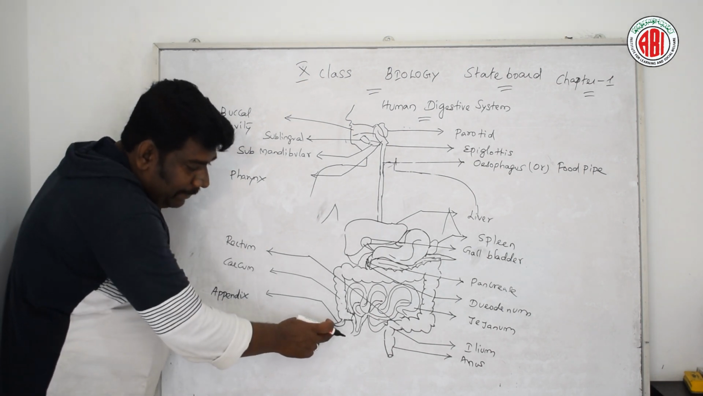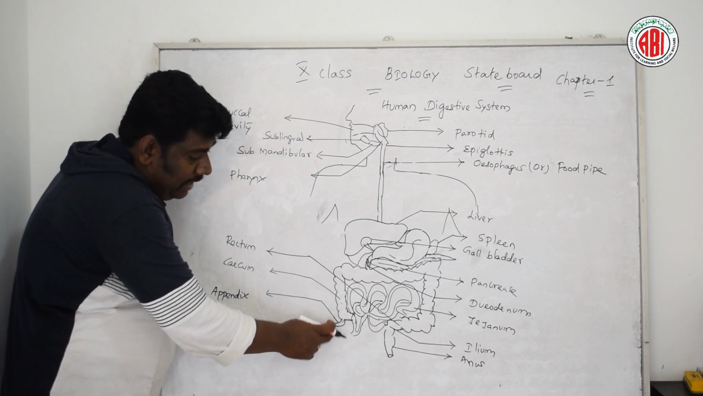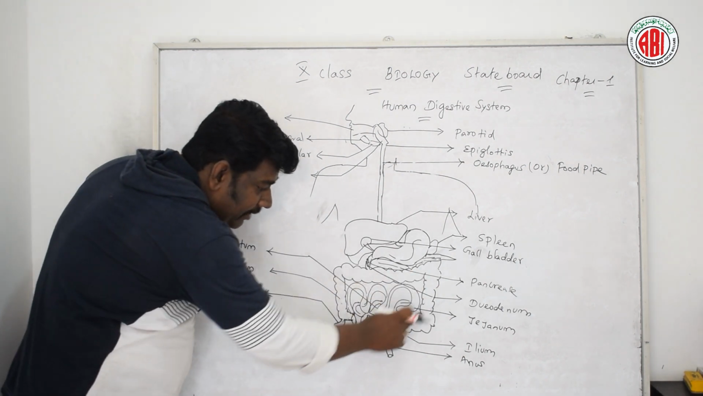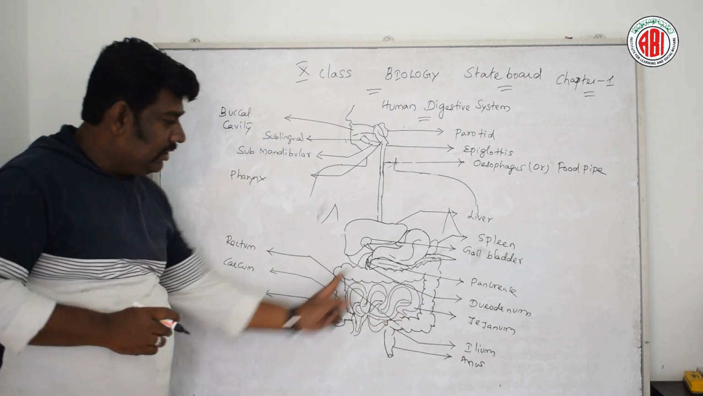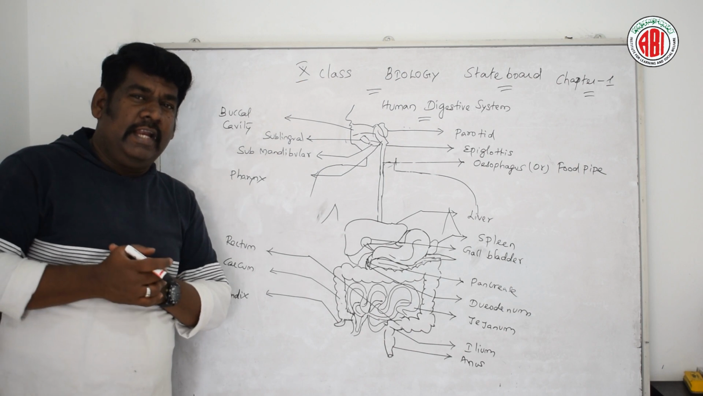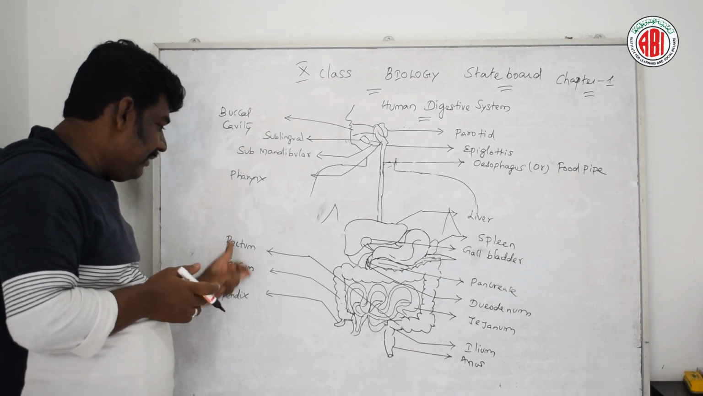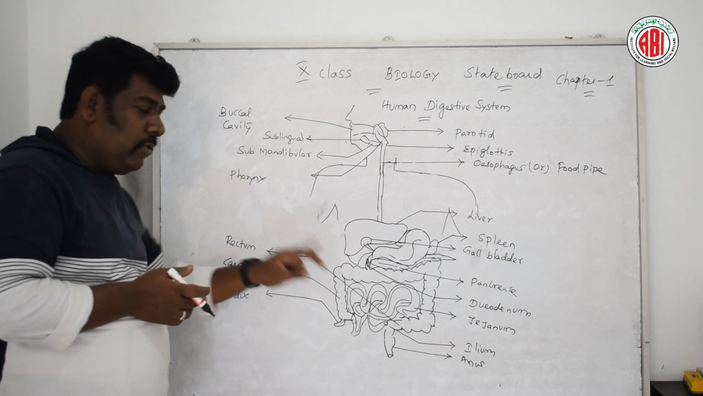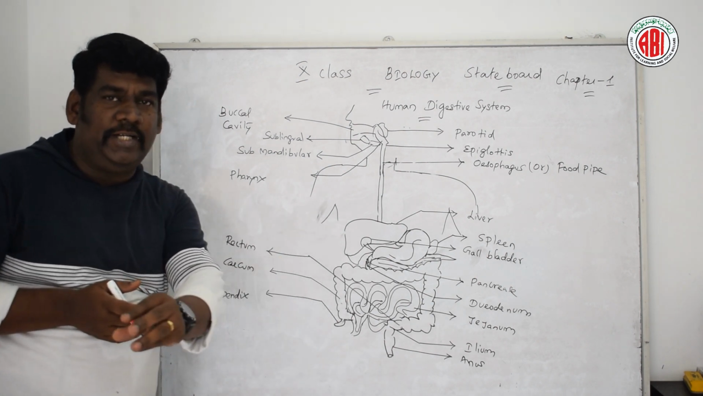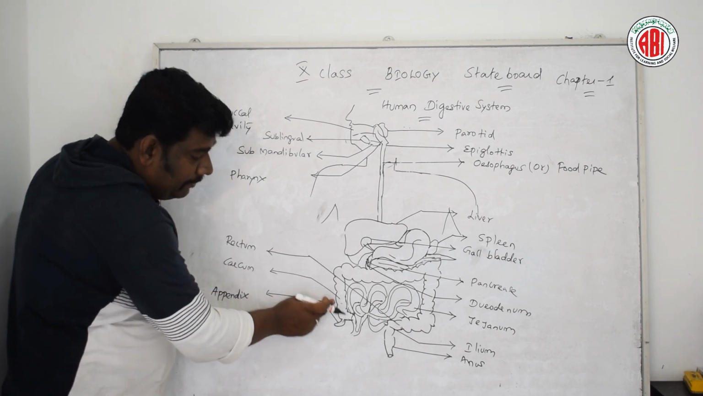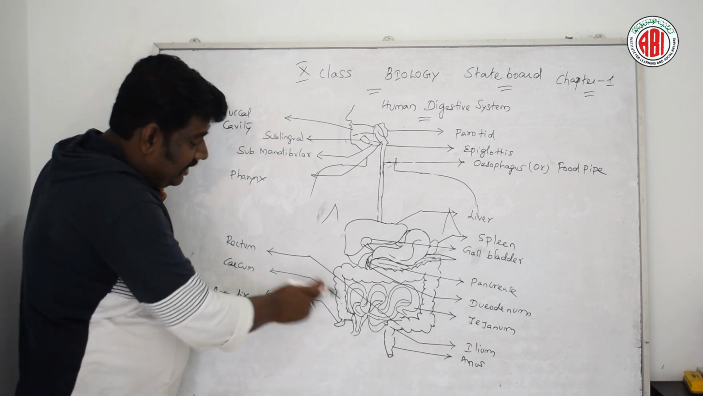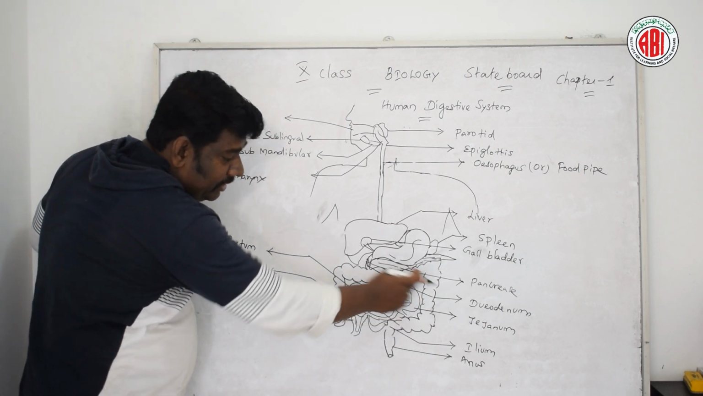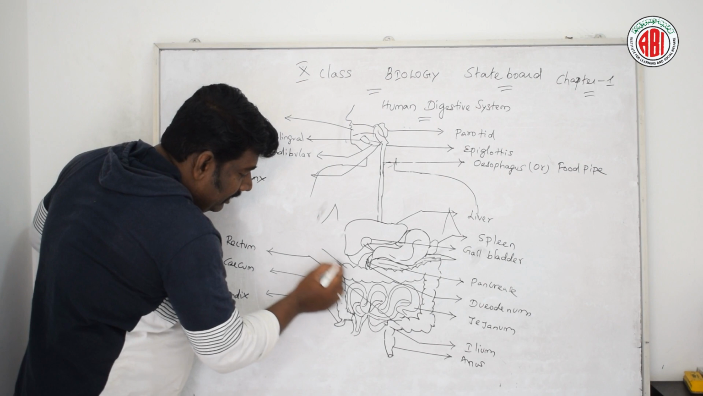So the appendix is one of the important parts. Like the small intestine, the large intestine also has three major parts. They are the cecum, rectum and colon, finally ending at the anus. So the cecum here is the beginning part of the large intestine, the rectum is the ending part, and in between is the colon.